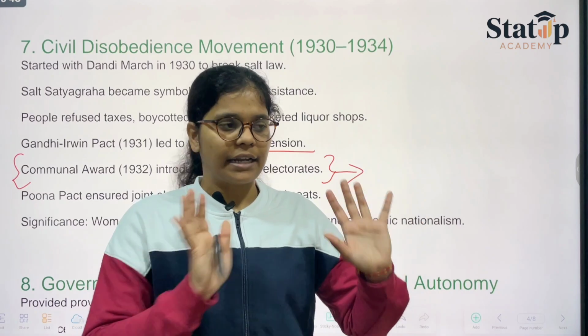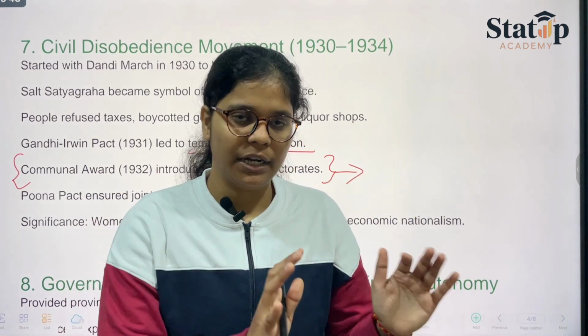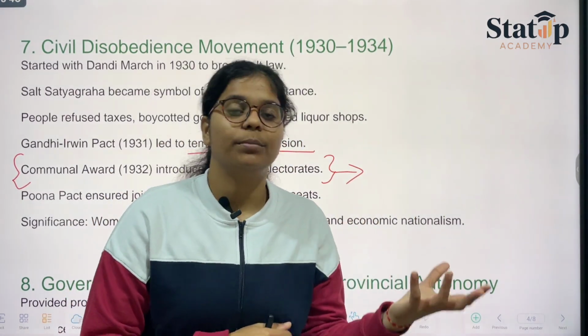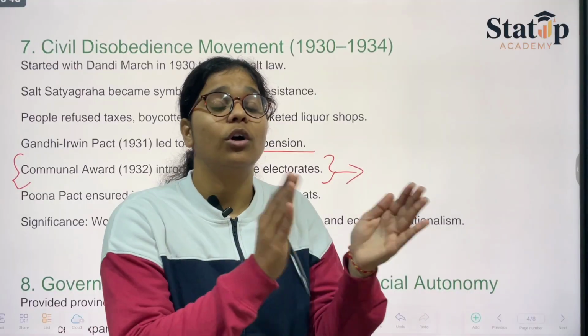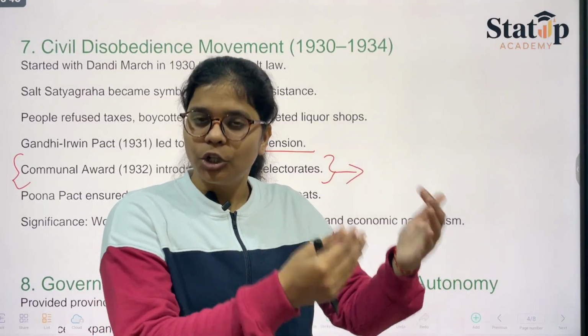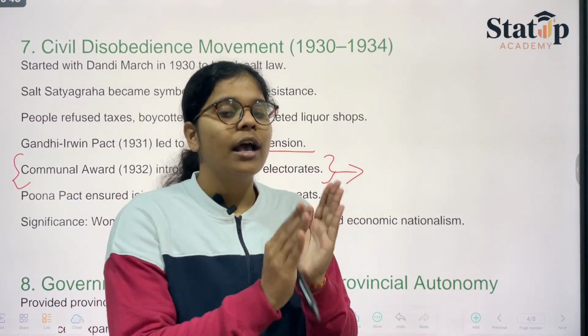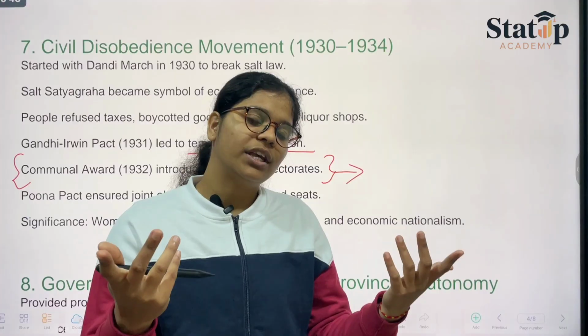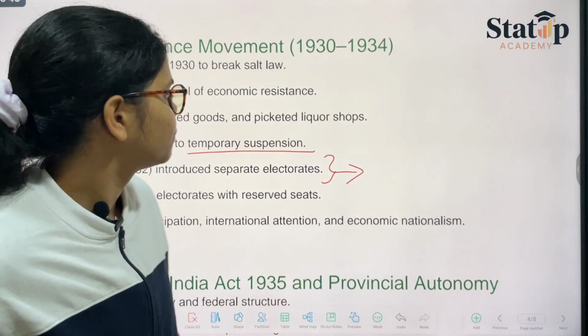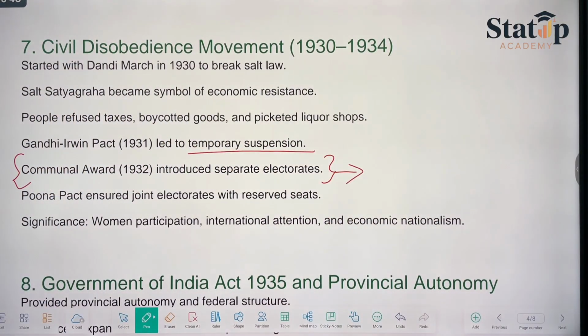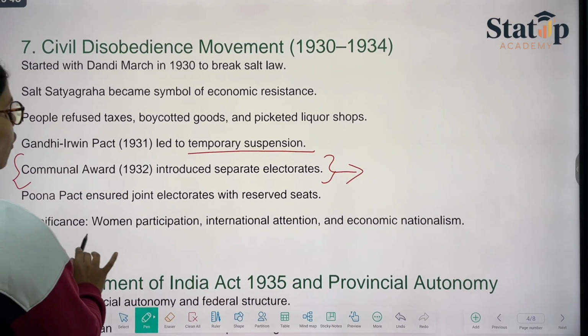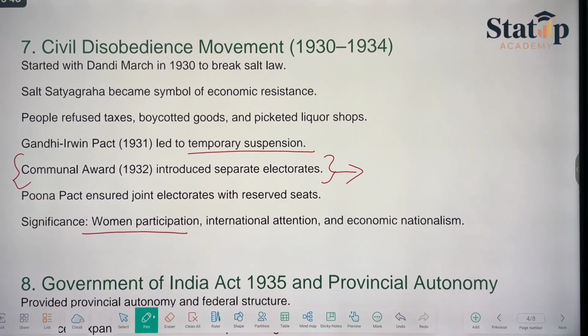Electorates would be separated, like everyone would be given a separate party. And since everyone would be given a separate party, there would be a sort of separation and competition. Due to that competition, there would be fights among the public, and hence we can enjoy. So the Poona Pact was also there for the reserved seats. The significance is that women's participation was there, international attention was there, and economic nationalism was also introduced.